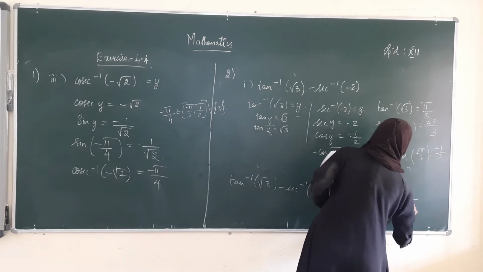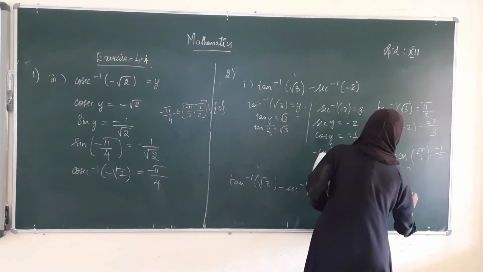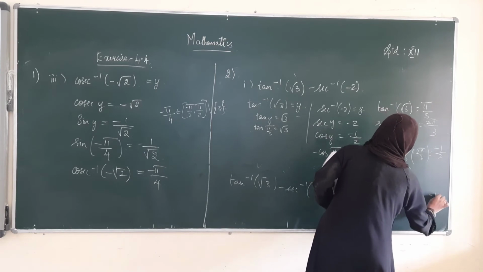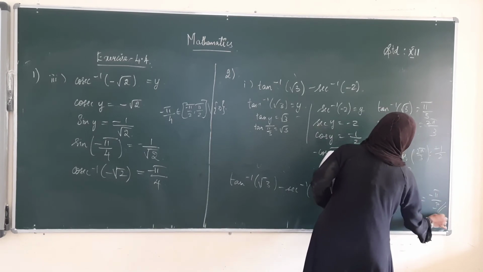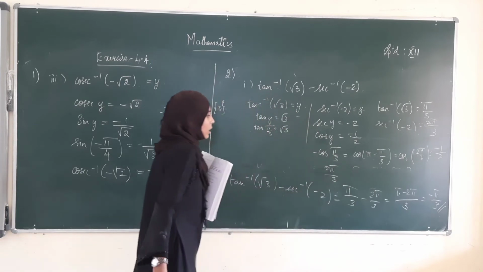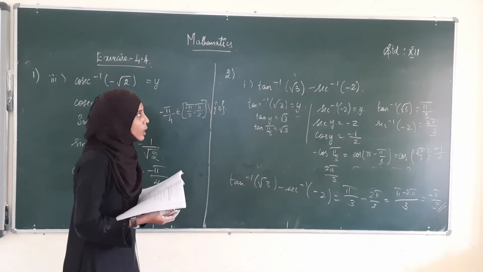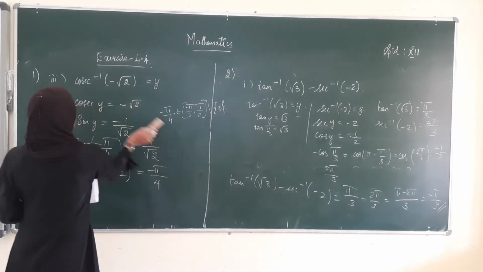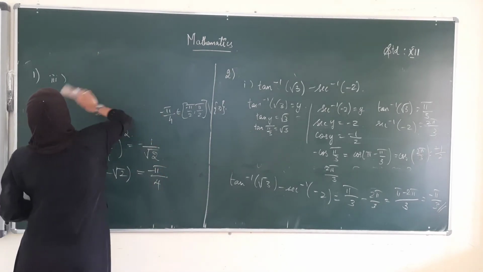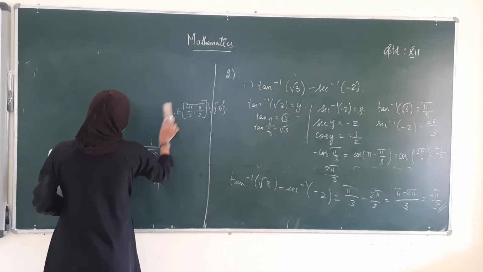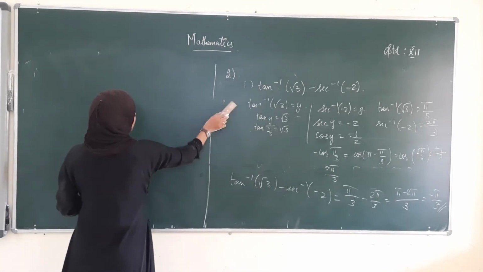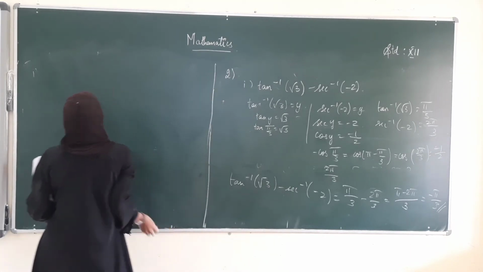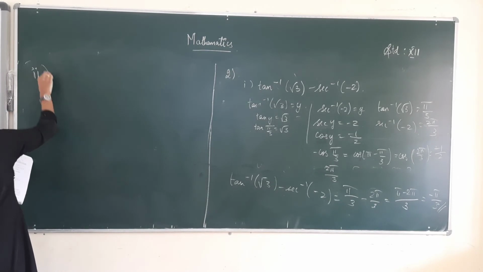The LCM is 3. Therefore, pi minus 2 pi is minus pi by 3. This is the value of the given expression. Tan inverse of root 3 minus secant inverse of minus 2 is equal to minus pi by 3. So, second subdivision. What's the question?